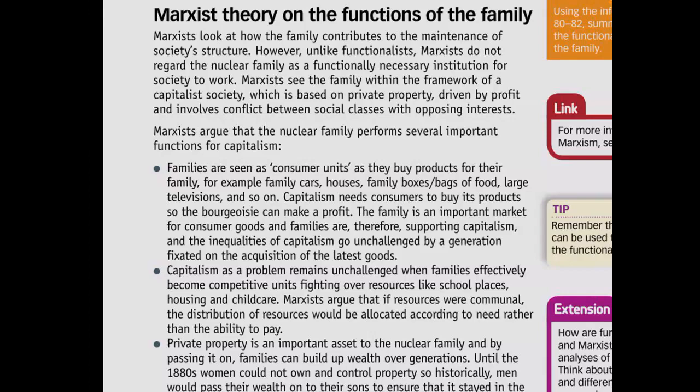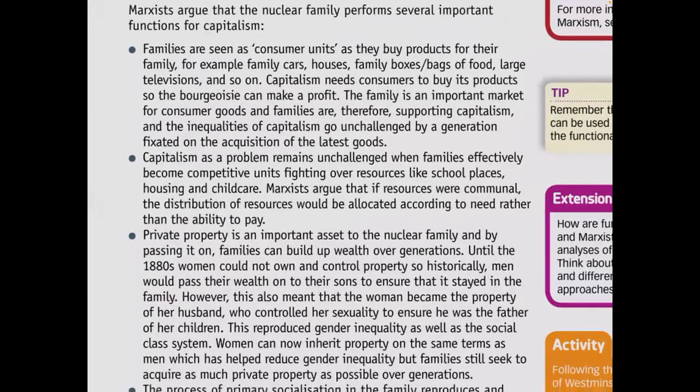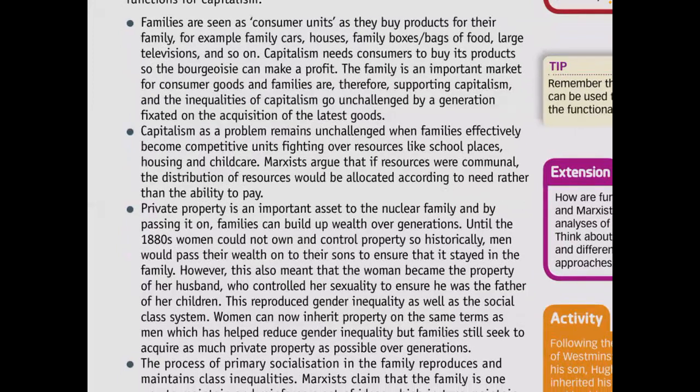Right. So they say that families perform a lot of functions for the capitalist. Families are seen as consumer units as they buy products for their family, for example family cars, houses, family boxes, bags of food, large televisions, and so on. Capitalism needs consumers to buy its products. As I just explained, because they are families, they require a lot of things to consume and survive, and when they have all of those things, they basically serve the capitalist in turn. That is what Marxists say, that families provide for capitalism in this way.